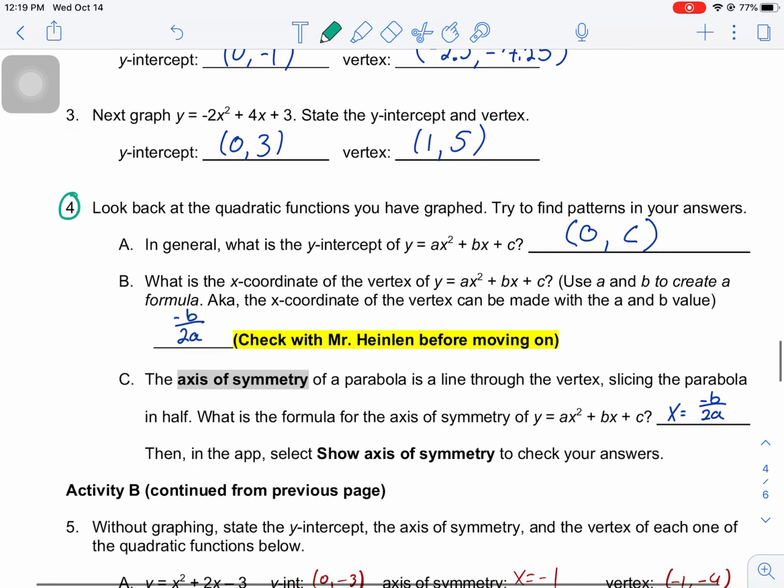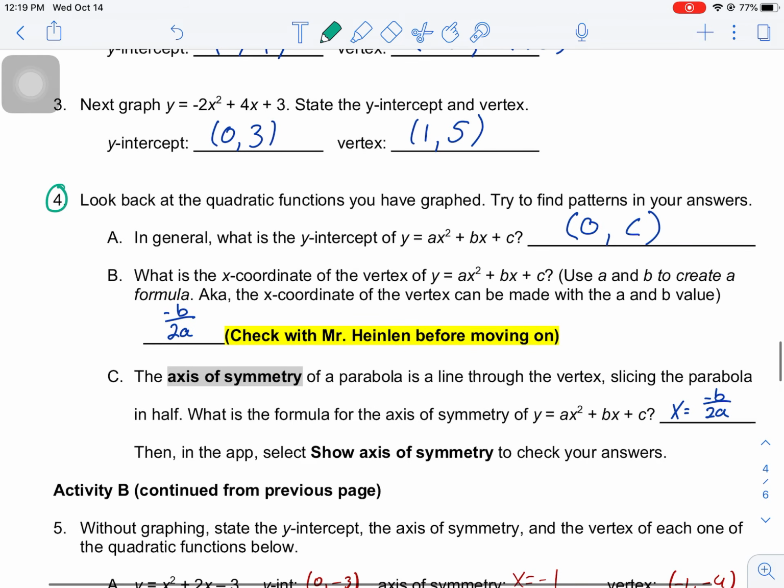So it says, in general, what is the y-intercept of y equals ax squared plus bx plus c? Right here, that's a quadratic in standard form. Hopefully by now, if you've made it through some of the content in GeoGebra, you've seen that the y-intercept is always the c value, okay? And we're always going to make the y-intercept an ordered pair. So for this question in particular, you would always say the y-intercept is (0, c).